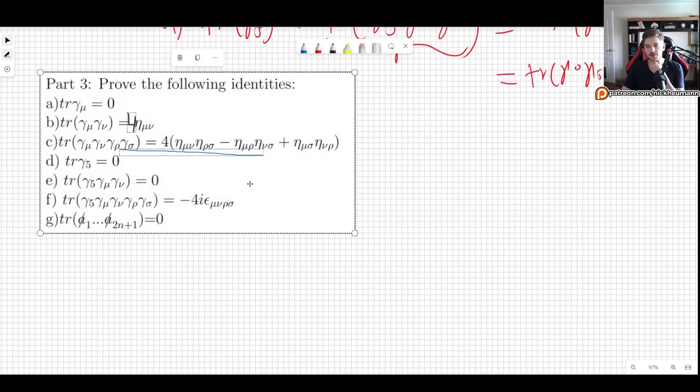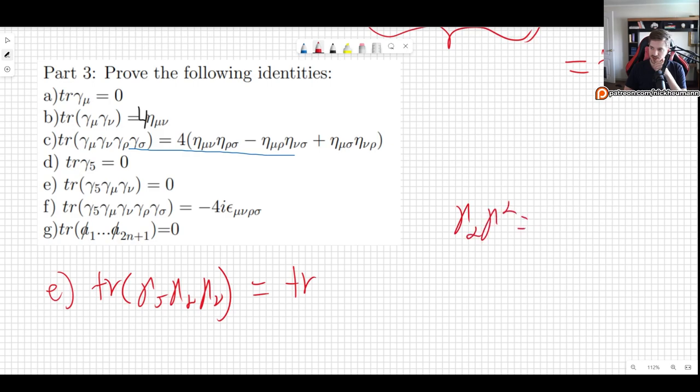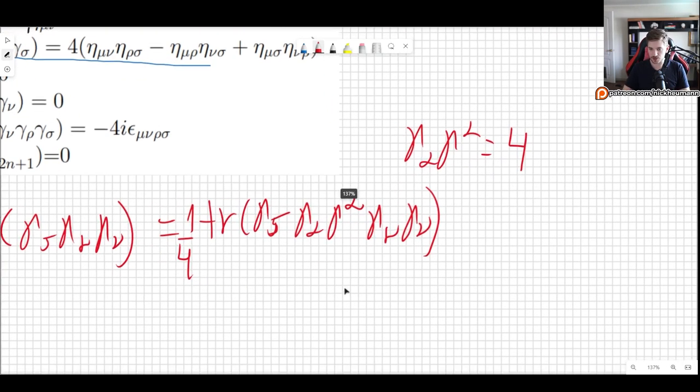Okay, part E. So here we have a trace of gamma 5, gamma mu, gamma nu. Note that here we also want to prove that it is 0. That makes us think that perhaps we want to do a similar approach. So let's again produce something in there, but this time we know that gamma alpha gamma alpha is equal to 4. So let's say 1/4, and now we put this in there. So gamma 5, and then gamma alpha, gamma alpha, gamma mu, gamma nu. Okay, so that's what we now want to do.